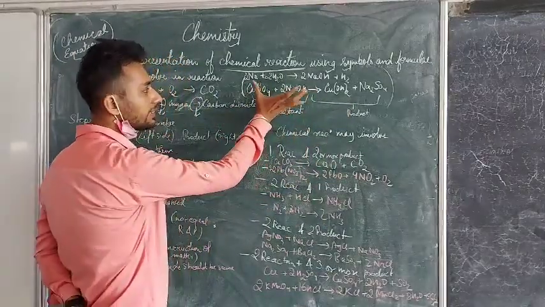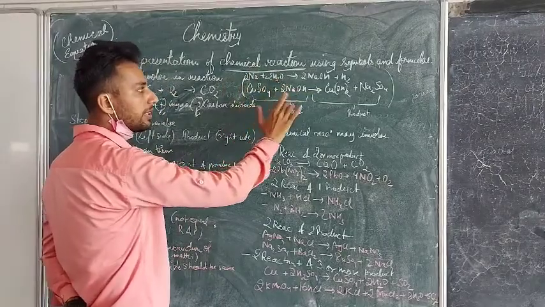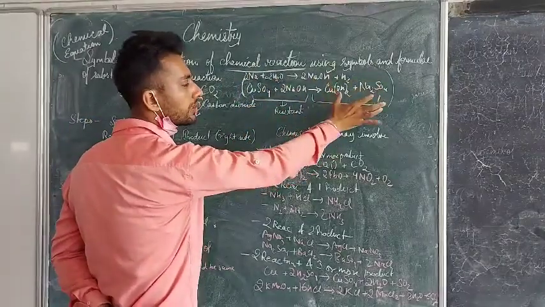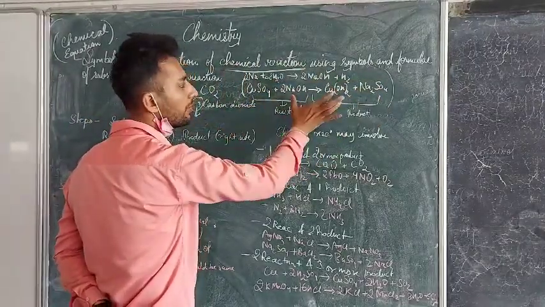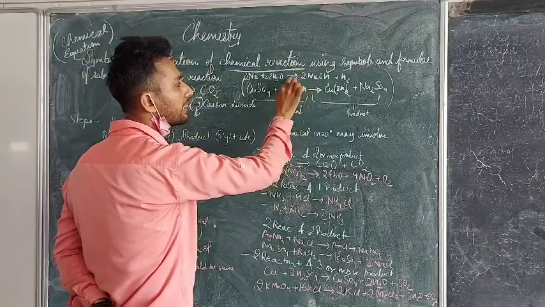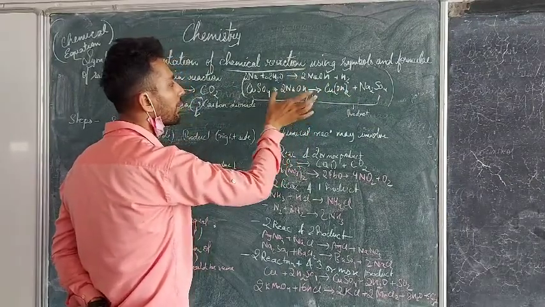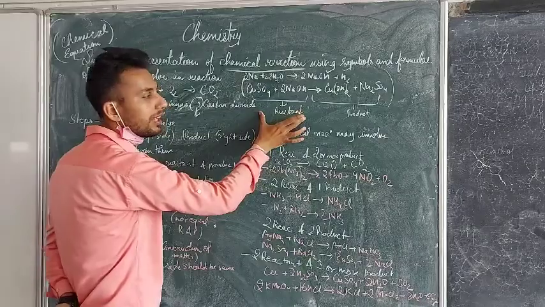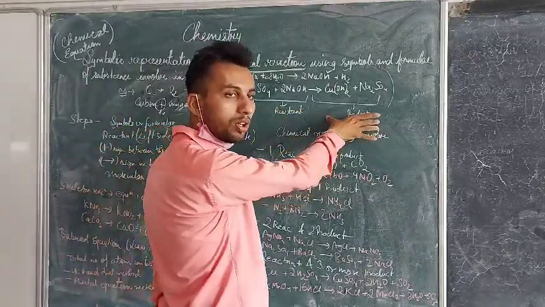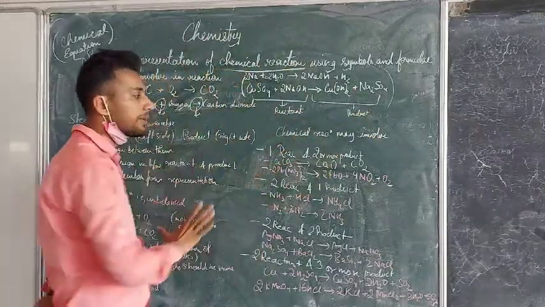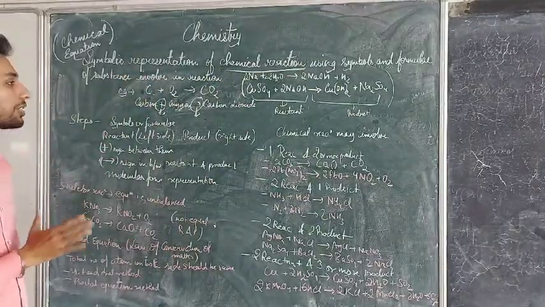So in these reactions the plus sign is used on the reactant side and also on the product side, according to the rule we had studied, and then the arrow sign is used in between the reactant and product. So the left hand side will be called the reactant and the right hand side will be called the product. So these are the steps involved in writing the chemical equation.